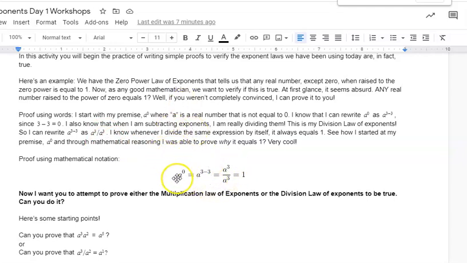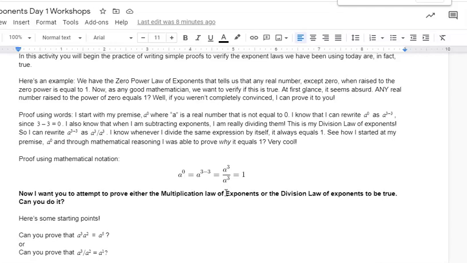Generally, it starts with our premise, a to the 0 power, where a represents any real number that is not equal to 0. I know that I can rewrite a to the 0 power as a to the 3 minus 3 power, because 3 minus 3 is 0, so I didn't change my equation. It's still technically the same thing. But since I have subtracting exponents, I know that I can write them as exponents that are being divided. This is my division law of exponents.